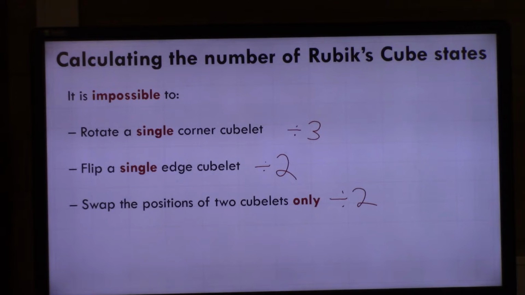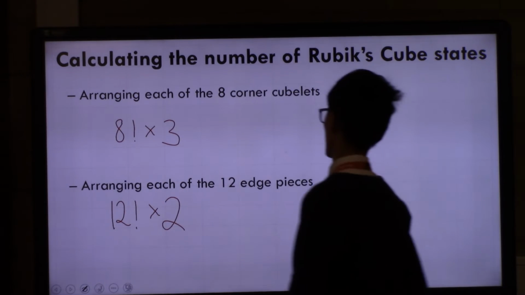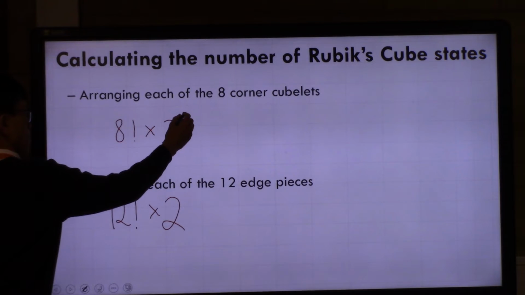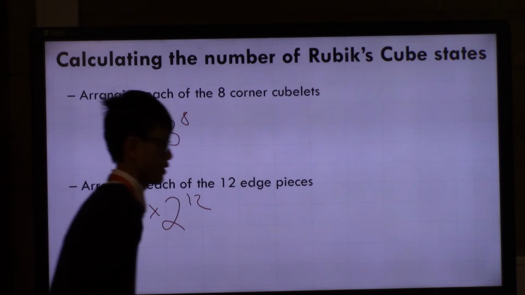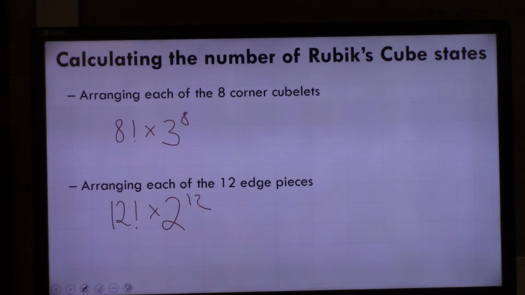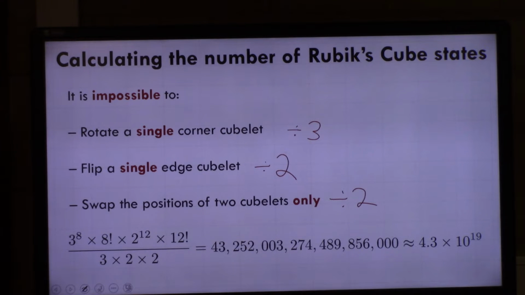So that means our total is what we got before. Also, because we've got 8 corner cubelets, we have to put 3 to the power of 8. So that's the positions of each of the separate cubelets. And the same here, 2 to the power of 12. And that's where we get this number from. 43 quintillion something, I think. And that's 4.3 times 10 to 19.